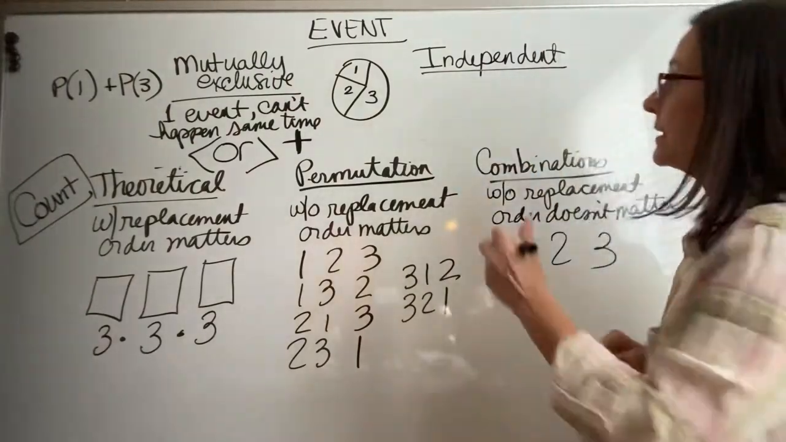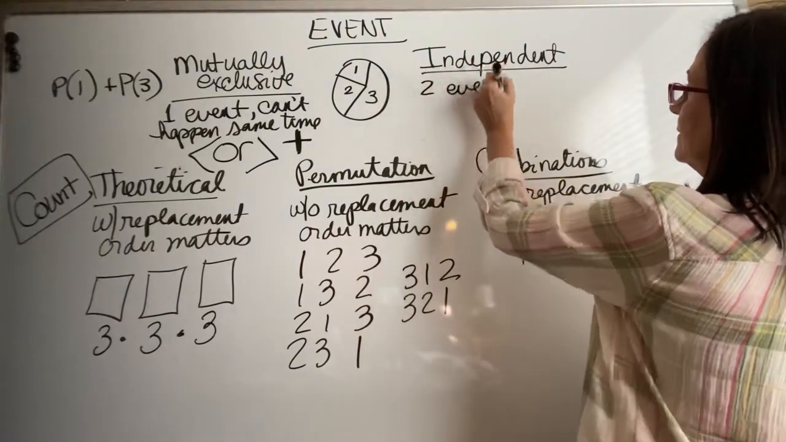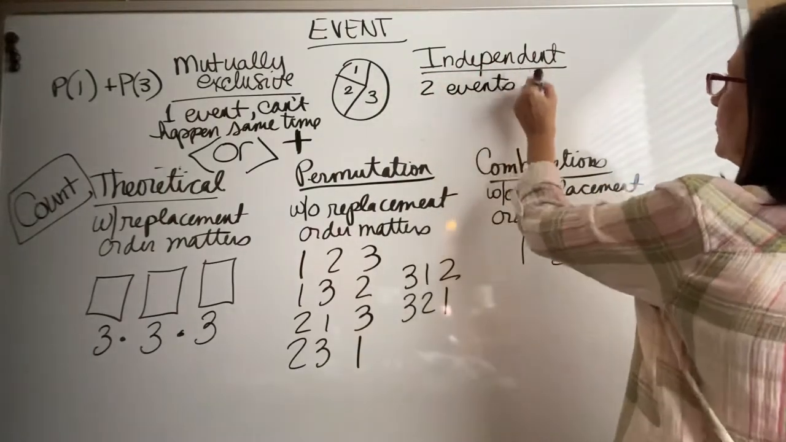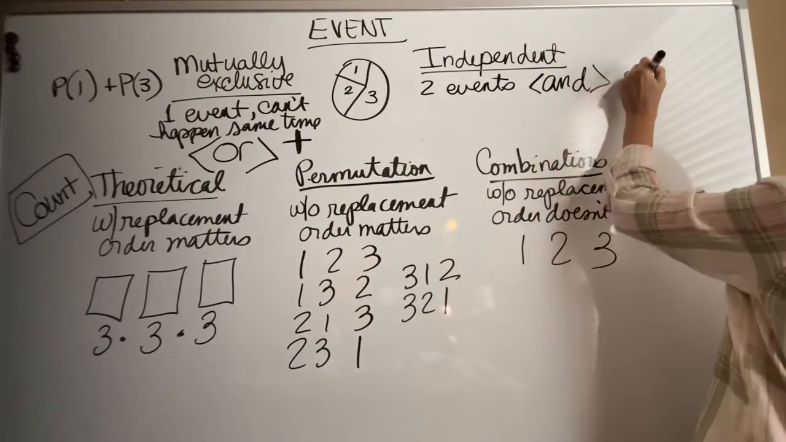Independent is typically 2 events. You'll hear the word "and" and we are multiplying.